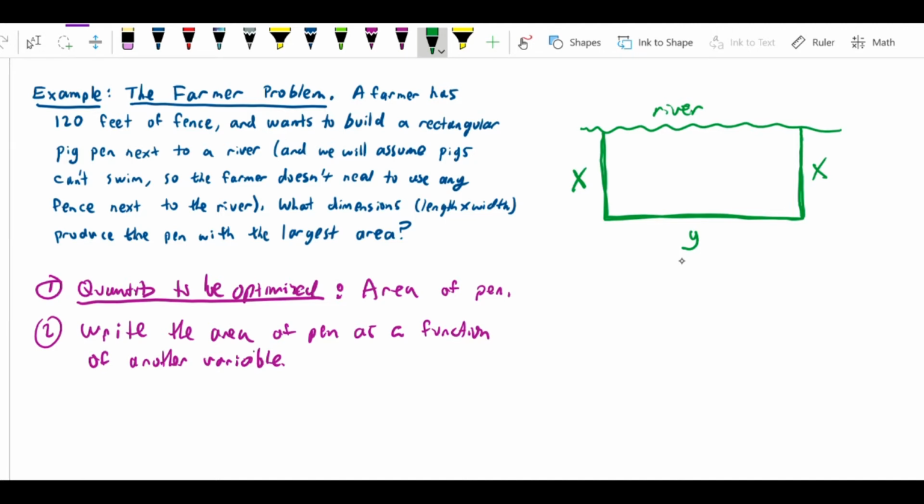So we know that there are only 120 feet of fence. What that means is that if I'm going to use up all 120 feet of fence, then y has to be equal to 120 minus the only other two places where fence gets used up. In other words, some of the fence gets used up here on that side, and some of the fence gets used up here on that side. By the time I'm done with that, I've used up 2x length of fence.